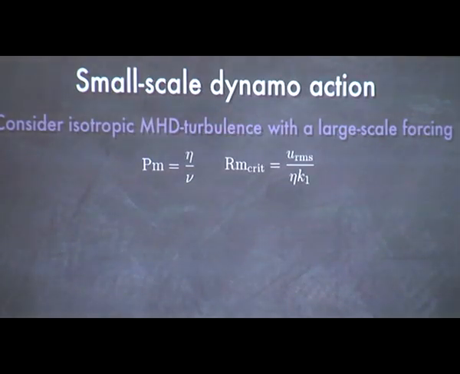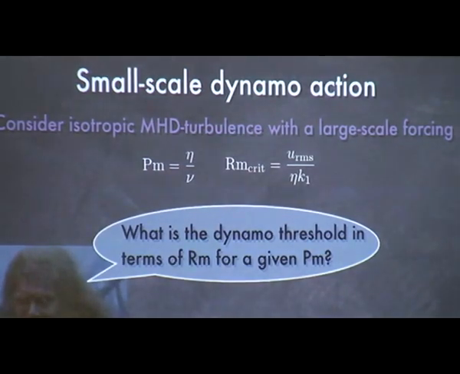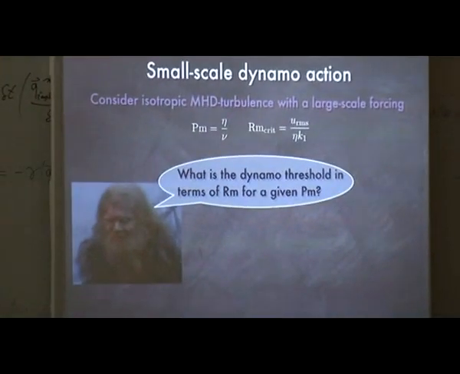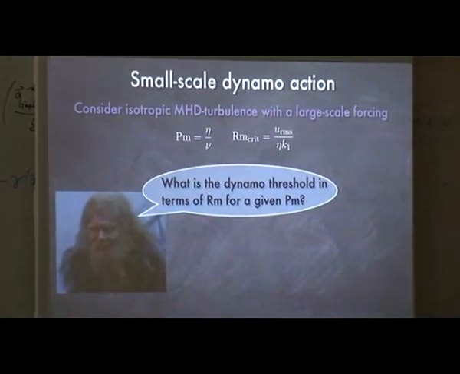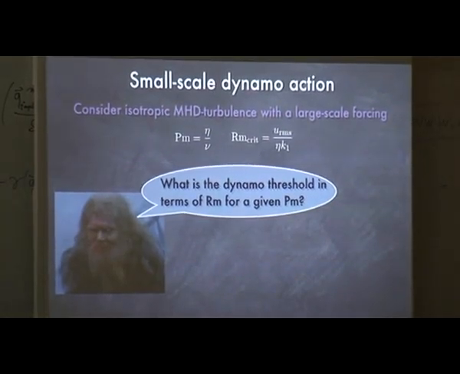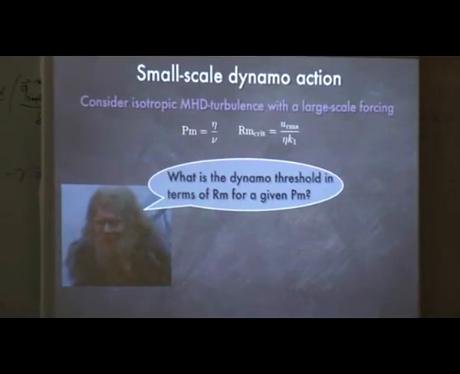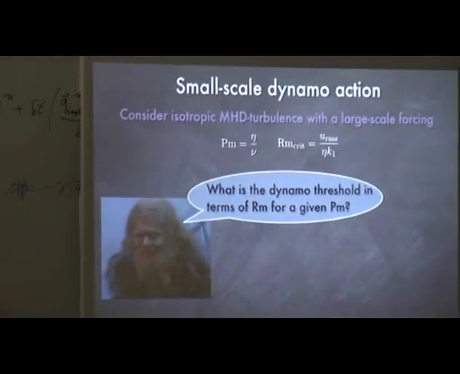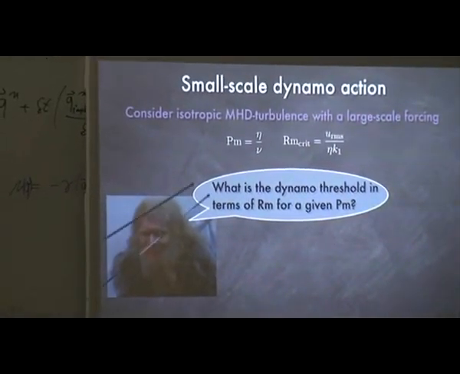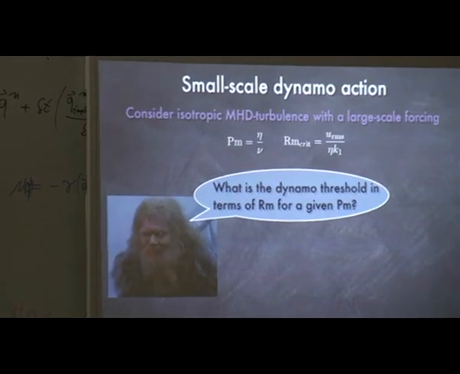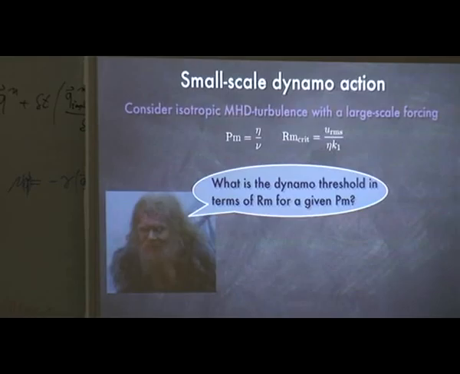So the keeper of the bridge of death now asks the question. And this is really the only question you can ask about this system at the moment. So what is the dynamo threshold in terms of the Reynolds number for a given Prandtl number? What is it? I don't want to do that. He always asks questions where the first word is what. So what is your name, and what's your favorite color?